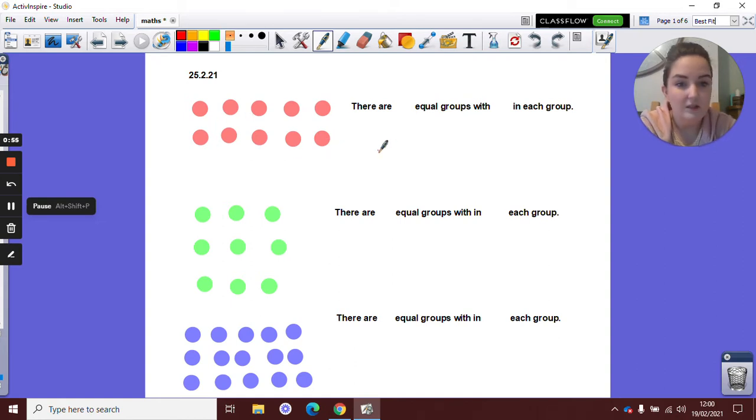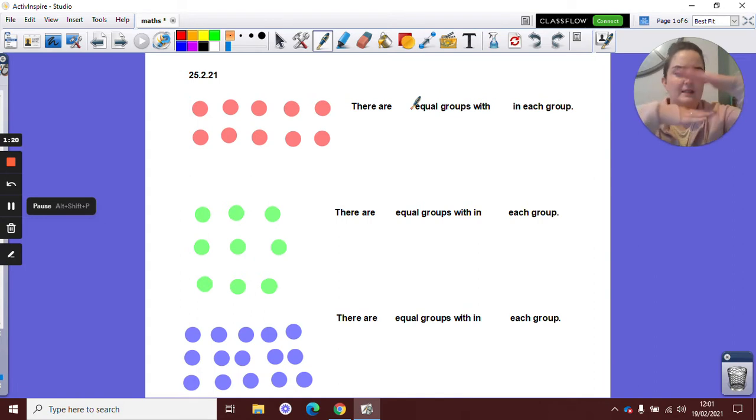It just looks like some dots. And you can see I've written a sentence here that says there are equal groups with blank in each group. Now, you can see they're in a row, and you can see they've got the same in each vertical line going down. So I need to split them. I want you to have a think, what does equal mean?